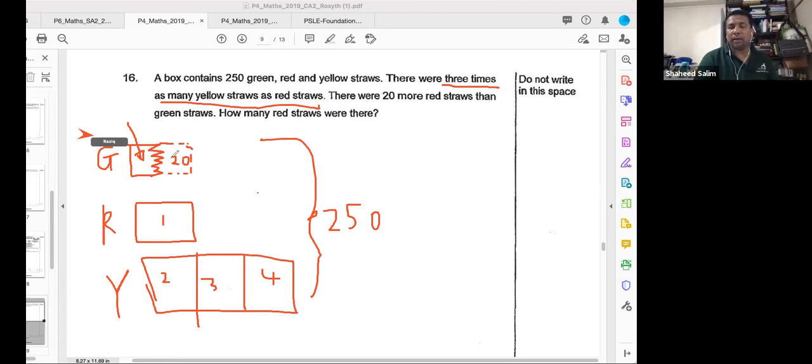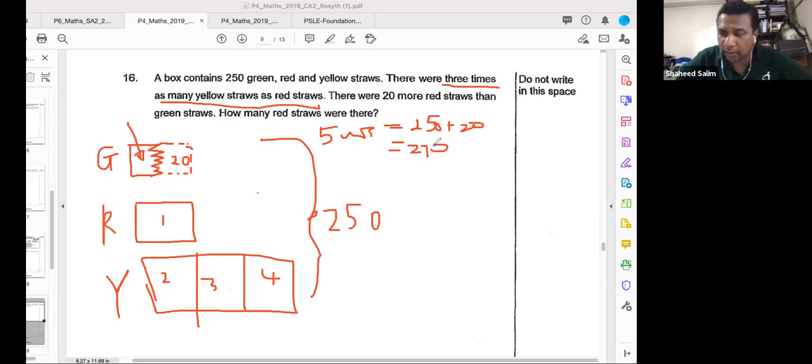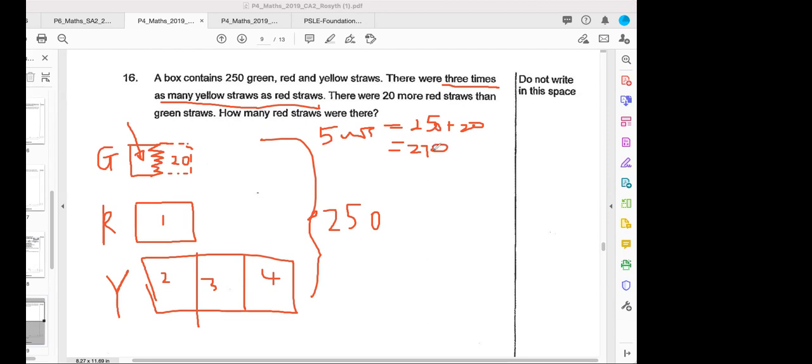units, 20 straws, this one becomes 1 unit. So I'm going to plus 20 straws. So I get 5 units. 5 units is not equal to 250, it's 250 plus 20. Okay, equals to 270. Are you confused or okay? A little confused.